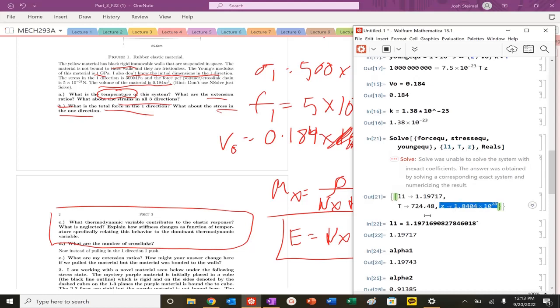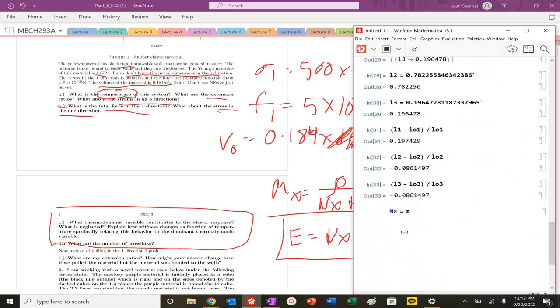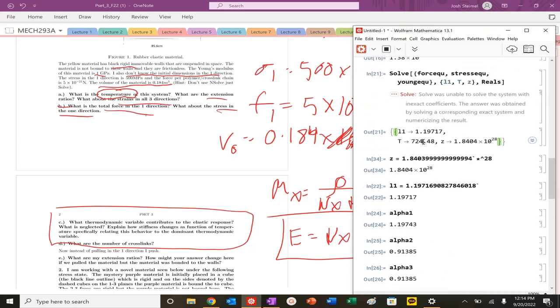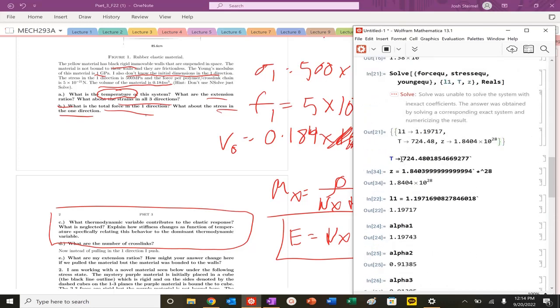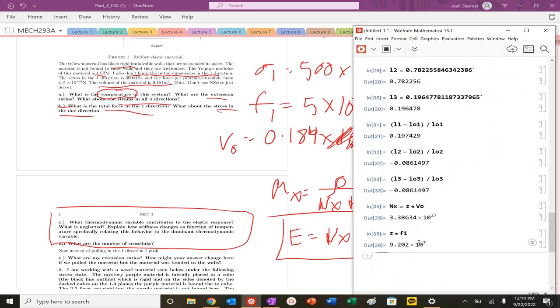I could solve for my N sub x as well, number of crosslinks. So N sub x is equal to Z, so I could define Z. Z divided by the volume. Or it should be Z divided by V here. That's a little bit of a mistake, so make sure we're not doing that. So N sub x is number of crosslinks per unit volume. So that needs to be Z divided by V naught. I'll make that correction in a subsequent video.